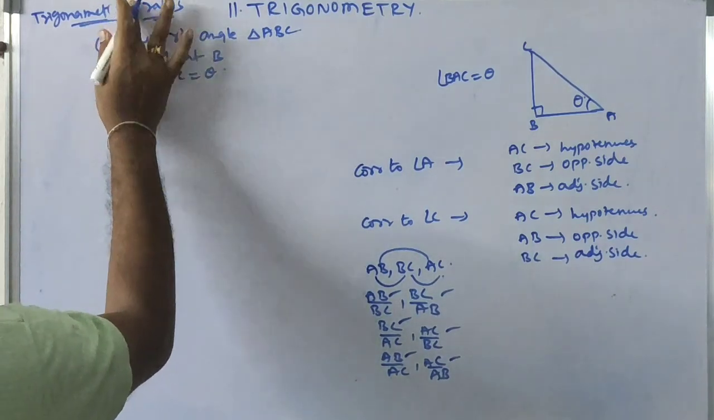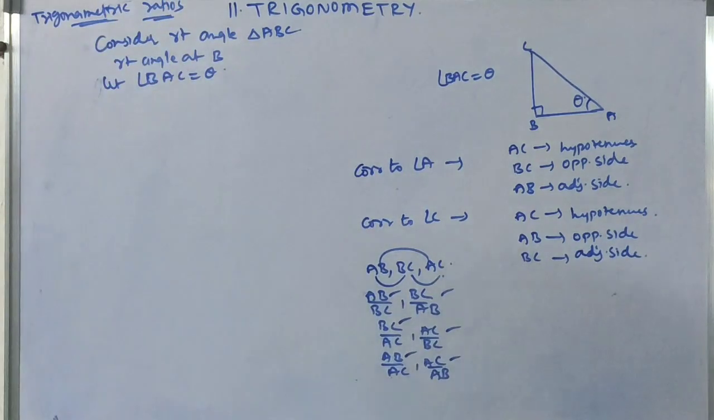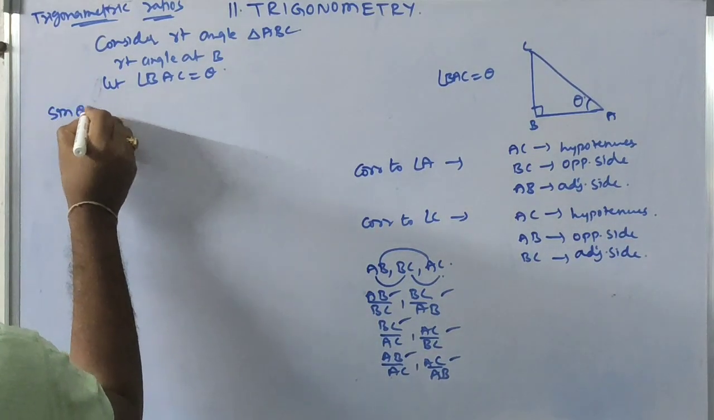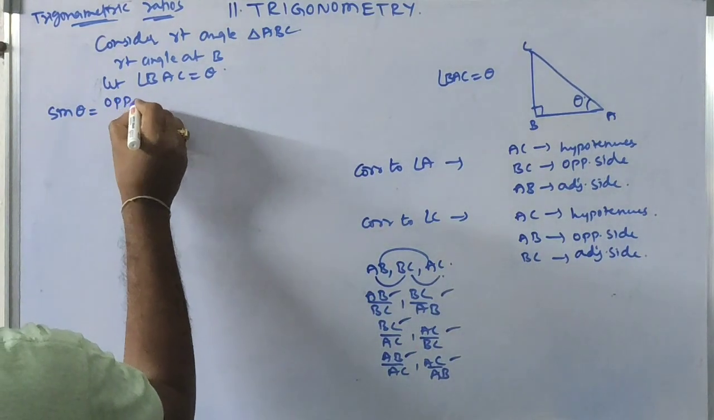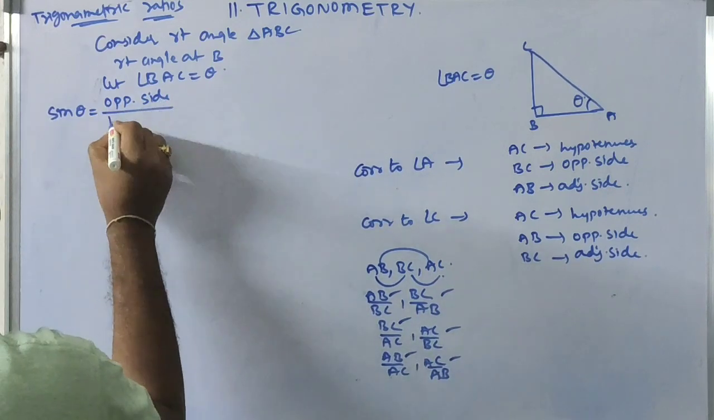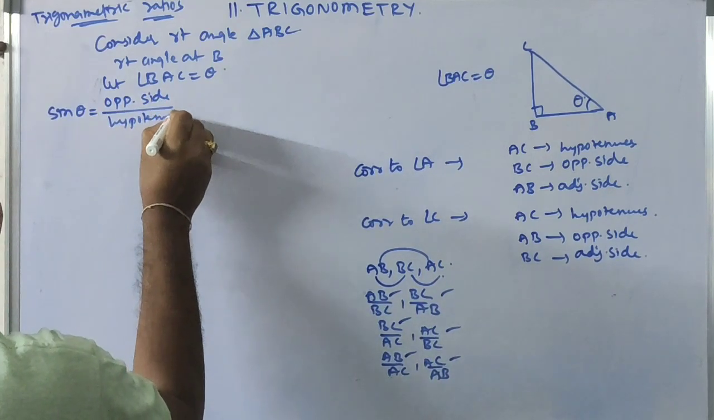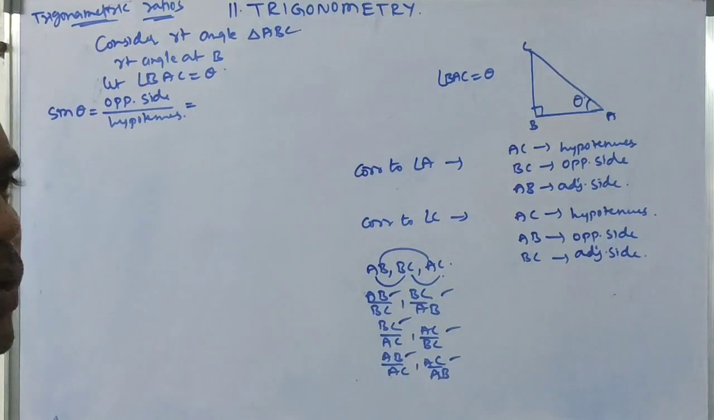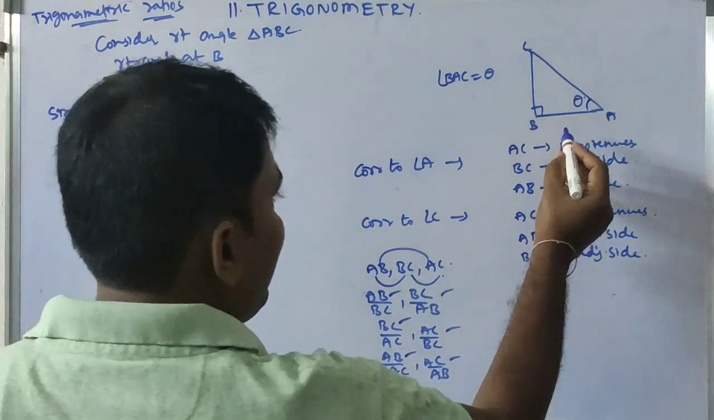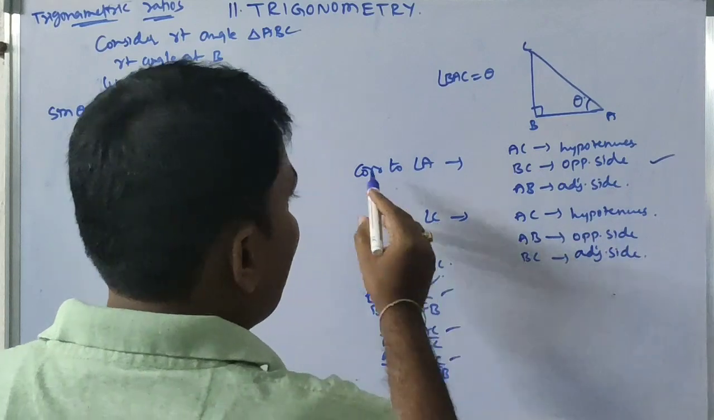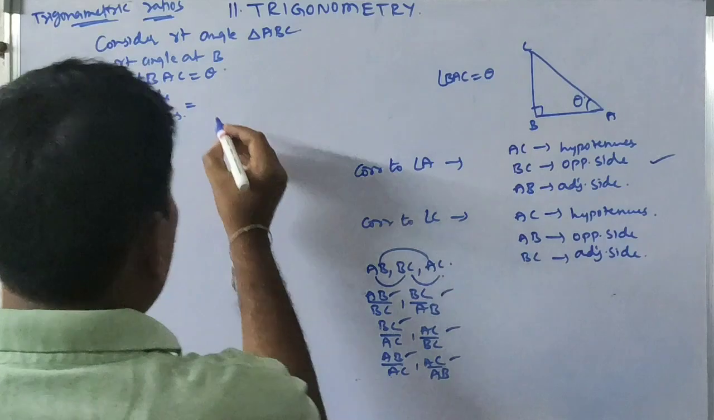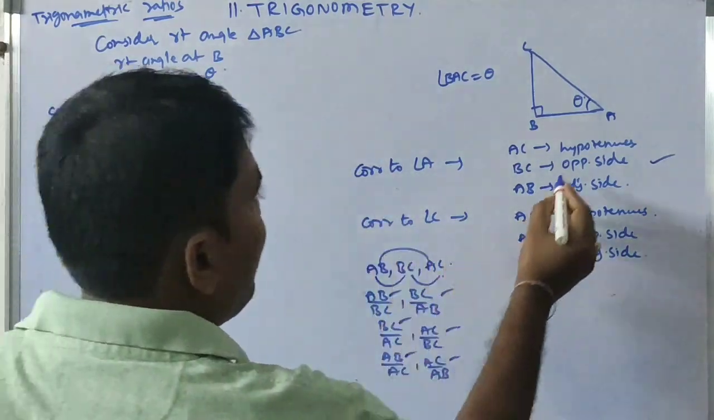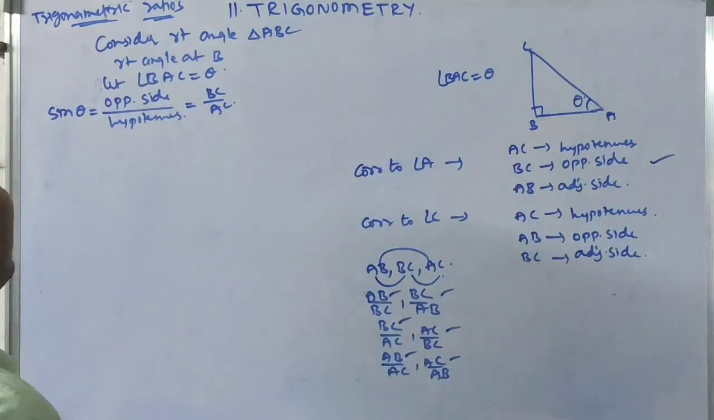So trigonometric ratios. First I am taking sin theta. Sin theta is defined as opposite side by hypotenuse. So this is the formula for sin theta. Corresponding to angle A, this is theta, the opposite side is BC and the hypotenuse is AC. So this is sin theta.